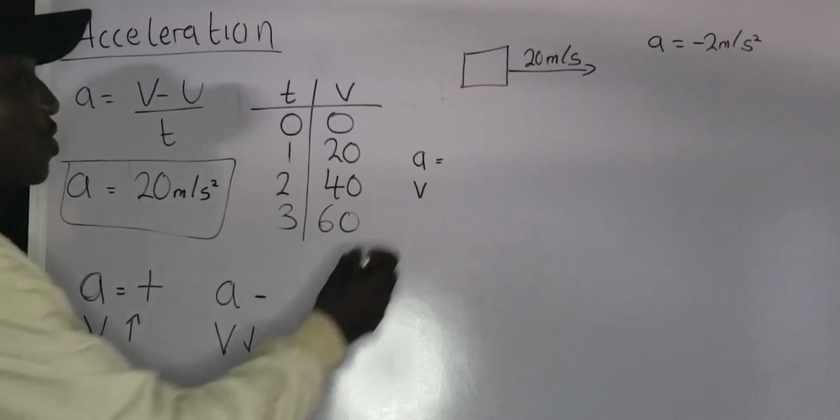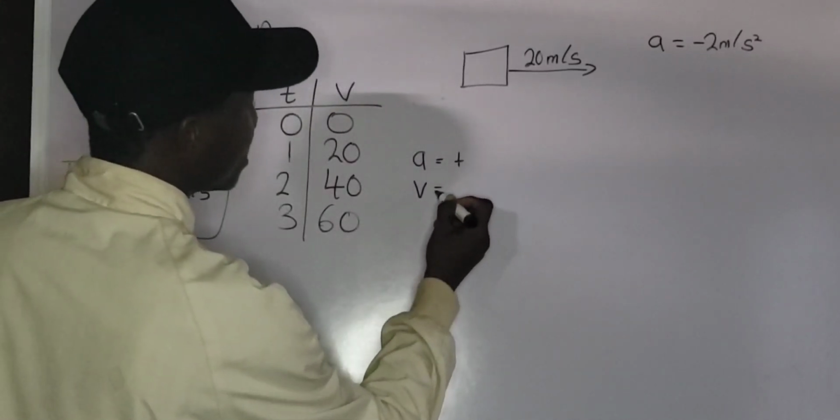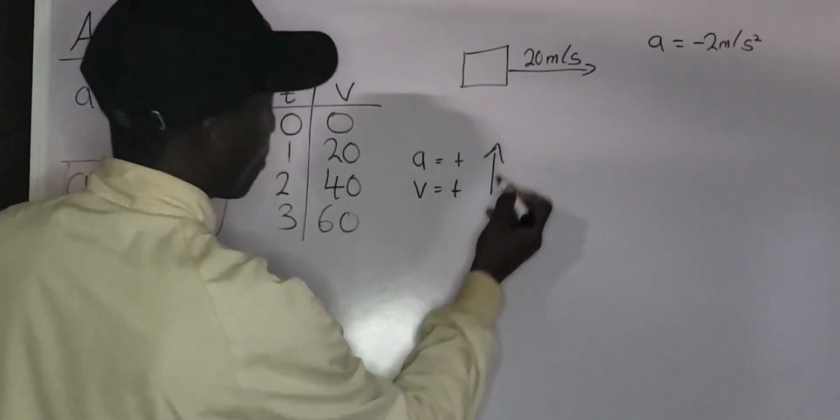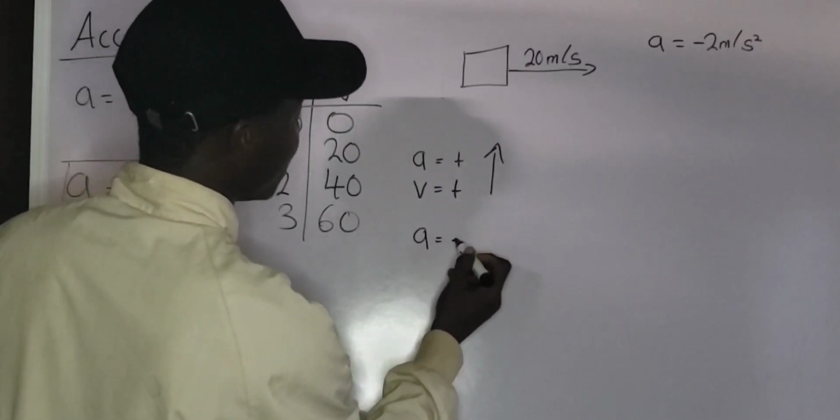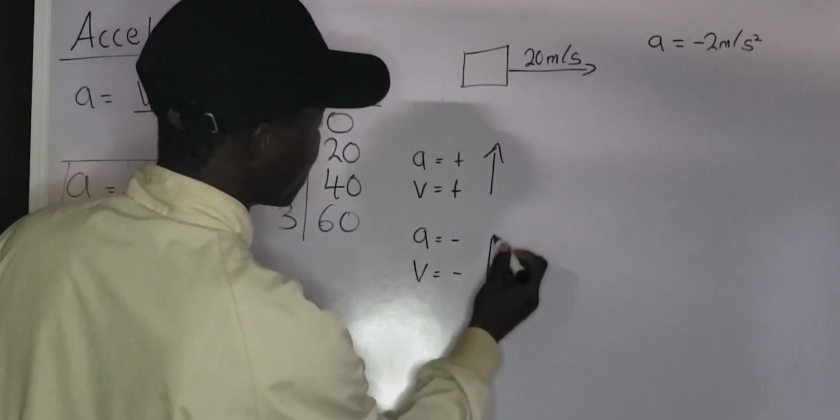Are you getting what I'm saying? So now, if the acceleration is positive and the velocity is positive, the object is speeding up. If the acceleration is negative and the velocity is negative, the object is speeding up.